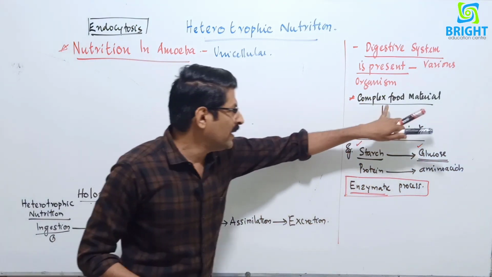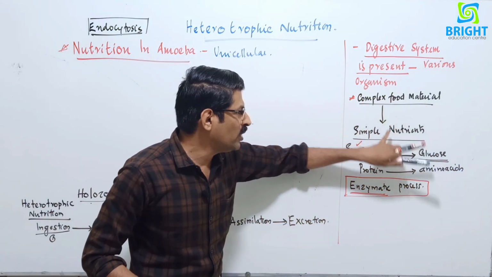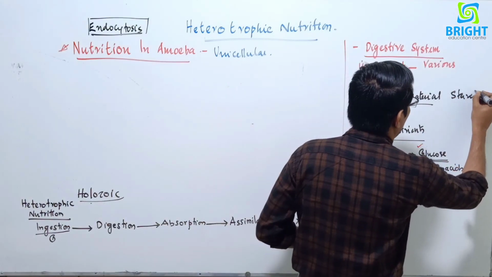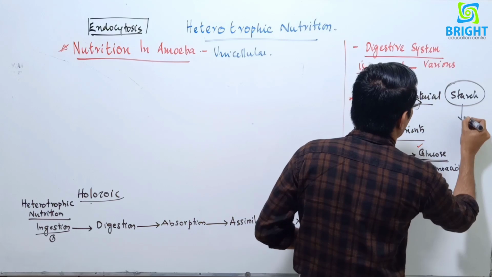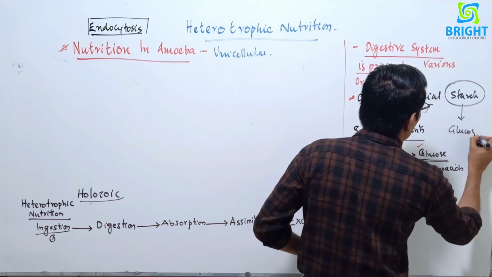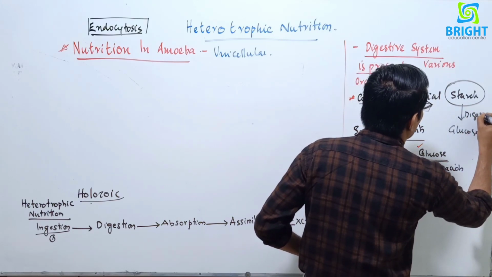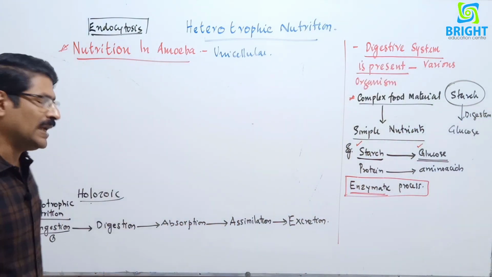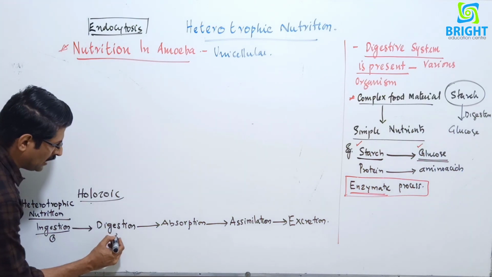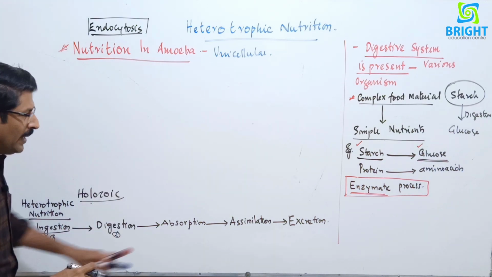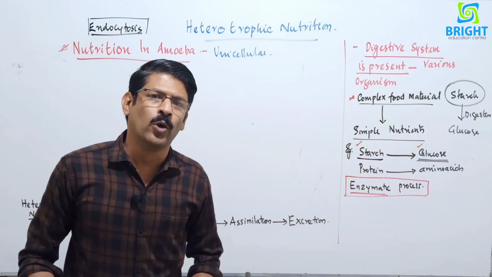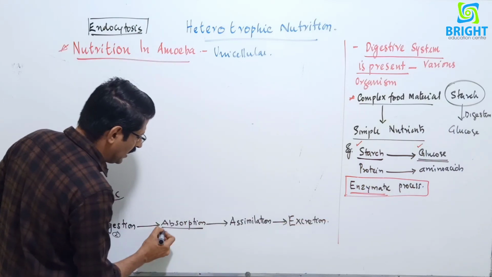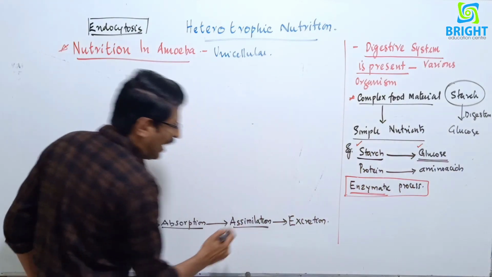Second is digestion. The complex food material must be broken down into simpler nutrients; starch is a complex food material, and it must be broken down into its component called glucose through the process called digestion. So the first step is ingestion, the second step is digestion, breaking down into simpler components, and the third is absorption into the body, absorption into the bloodstream. And the fourth one is assimilation.